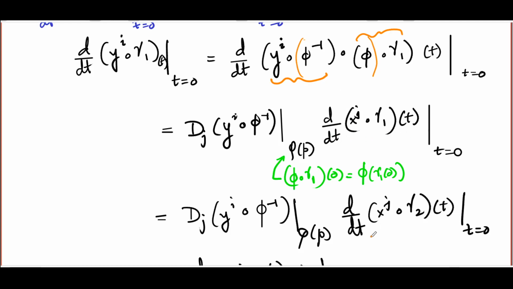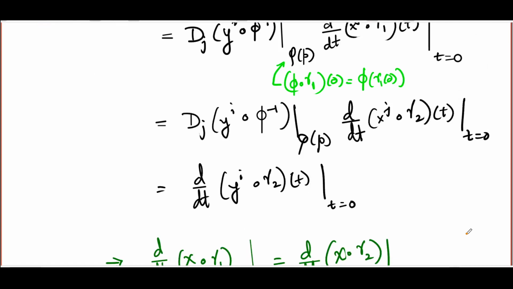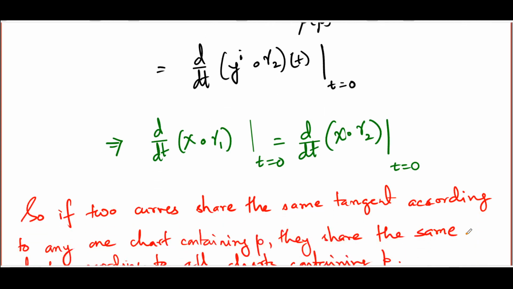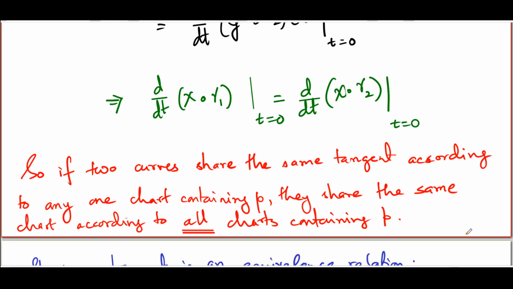So if we just replace this by the corresponding quantity containing the curve gamma 2, what we end up with is simply d/dt of yi composite gamma 2 at t. And since this is true for all i running from 1 to n, d/dt of chi composite gamma 1 at t equal to 0, which is just a combination of all these n d/dt's of yi composite gamma 1, is the same as d/dt of chi composite gamma 2 at t equal to 0. And what this implies is, if two curves share the same tangent according to any one of the charts that contain the point P, they share the same tangent according to all charts containing the point P.